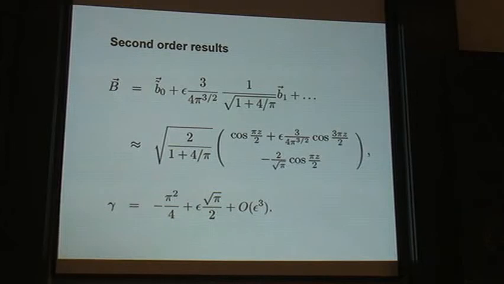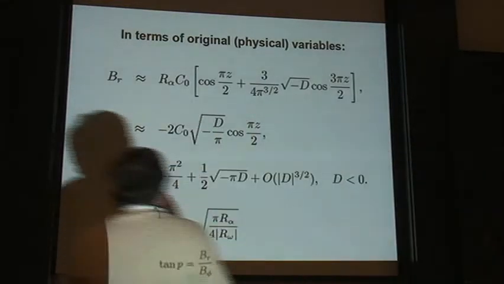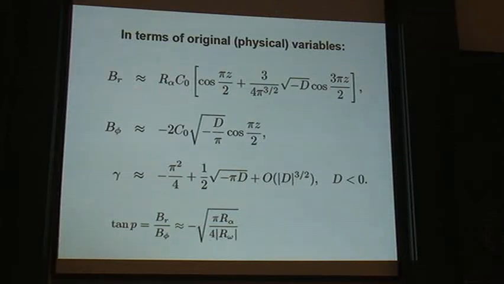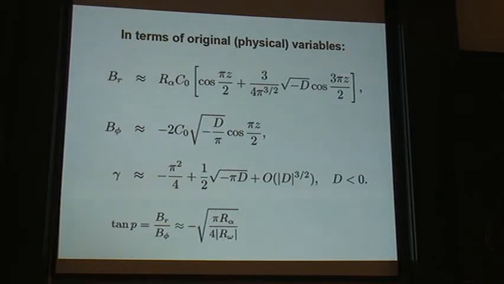So, is it useful? How accurate is this solution? Oh, now I will return back to my original variables. If I will return back to my original variables, this will be the solutions I get. Br will be proportional to R alpha. B phi will be proportional to root of D. B phi will only contain cos. Br will be slightly more complicated as a function of z. Tangent of k, I immediately calculate tangent of p. Well, it differs from R alpha divided by root of R omega, which we saw before, by a factor of order 1, pi over 4.